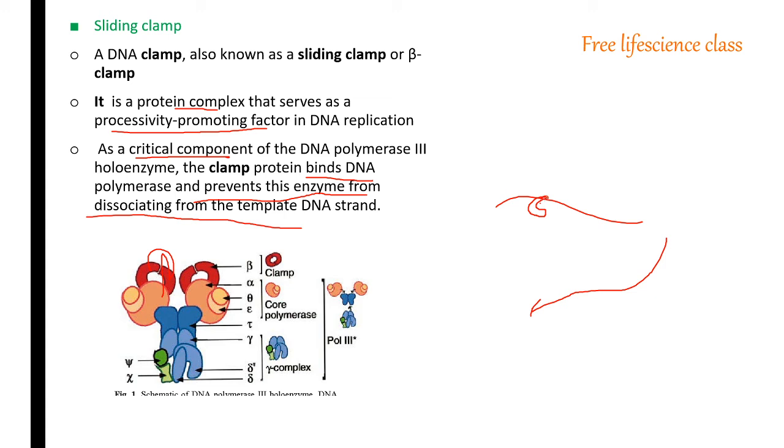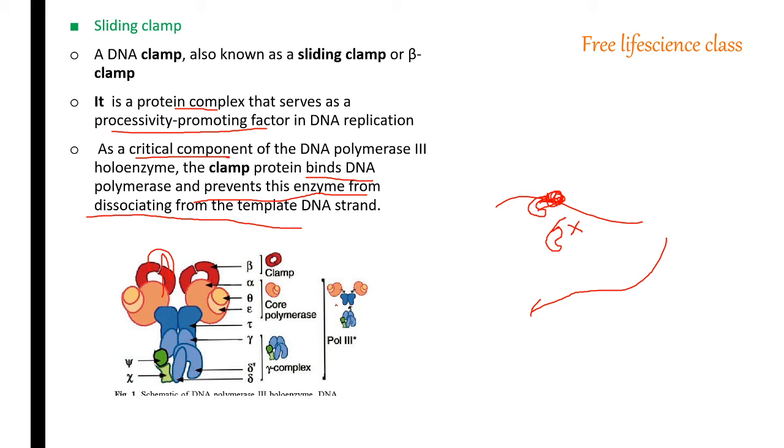So this is your replication fork and your DNA is here. So here is the clamp loader. It binds to the DNA as well as the DNA polymerase and doesn't allow the DNA polymerase to detach from the DNA. So it will not allow it to dissociate from the DNA template. This is the important role of the sliding clamp.